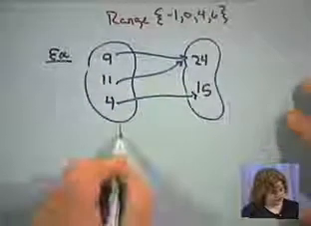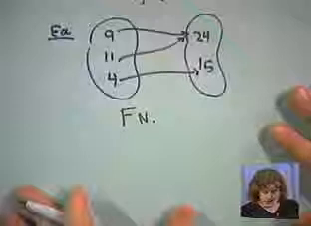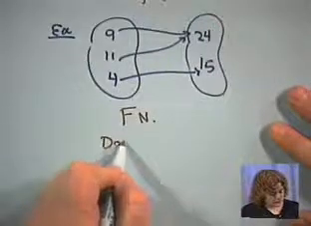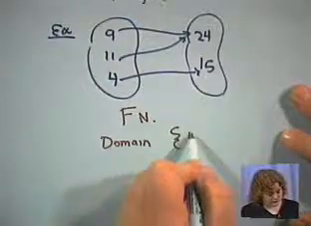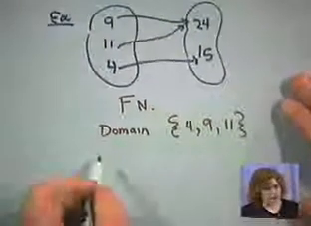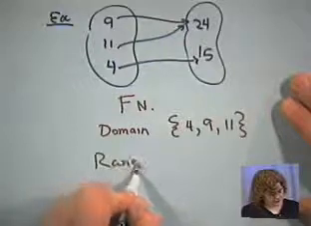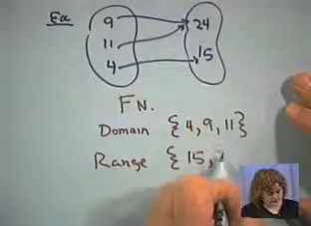So this is a function, which I'm abbreviating Fn, and the domain is simply going to be the set of our x values. So that's going to be 4, 9, and 11. And the range is the set of our y values. So that's going to be 15 and 24.